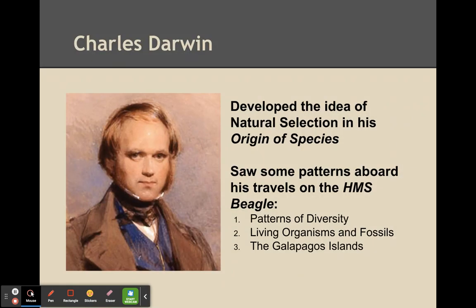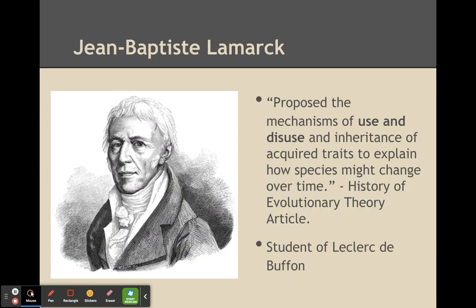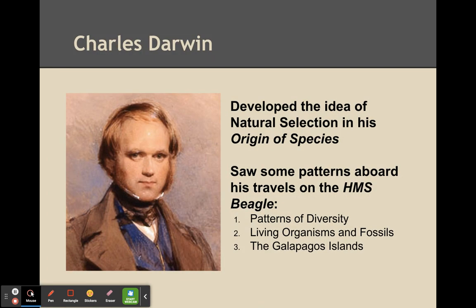But first, let's look at Charles Darwin. Charles Darwin developed the idea of natural selection in his book, The Origin of the Species. So we're talking about mechanisms for evolution. Evolution is basically the change in organisms over time. Again, if we go back for one second, Lamarck talked about use and disuse as the thing that caused evolution. Charles Darwin said something a little different. He talked about something called natural selection, and we'll talk more about what that means in a second.